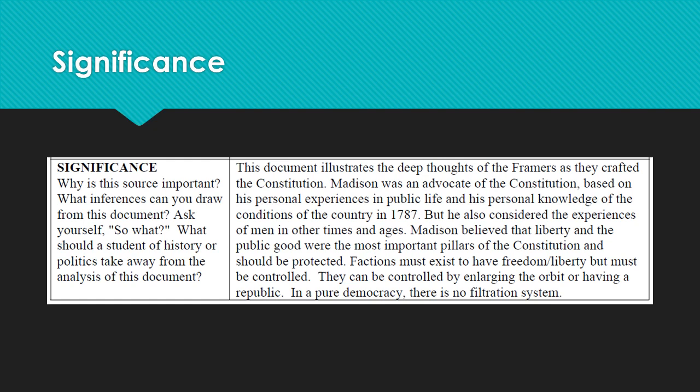Our next step, and perhaps the most important, is to consider the significance of the document. In your class, you might be asked to examine documents relative to a specific question or prompt from your teacher. In the significance component of APPARTS, you must ask yourself the question, how and why does this document support my thesis? In other words, so what? What should a student of history or politics take away from this document?